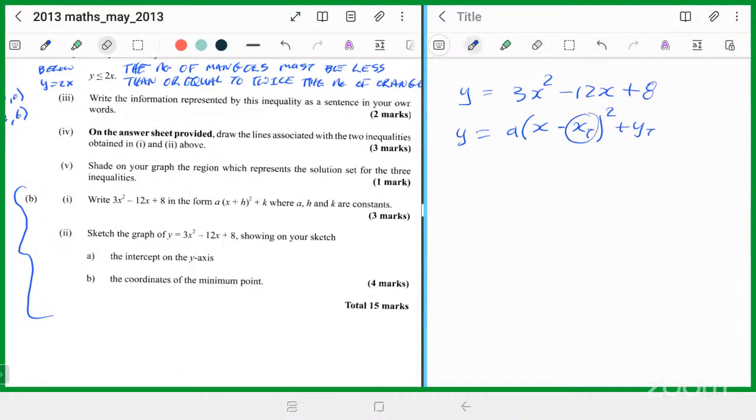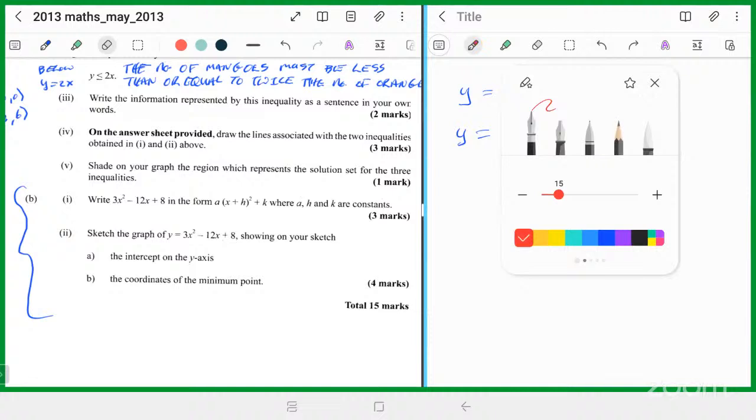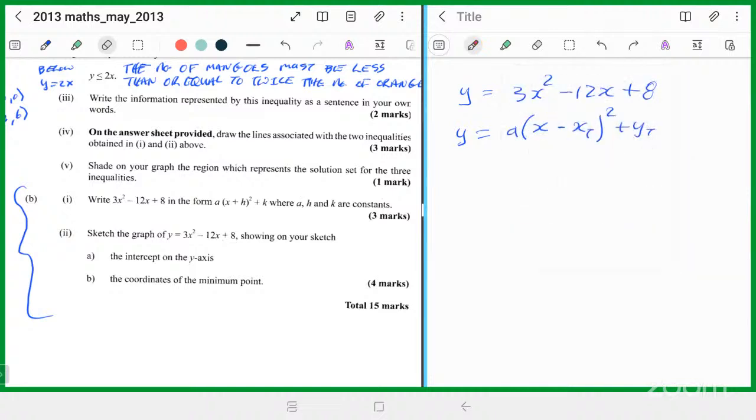How do we calculate this? Same as before, using a formula method. The a that we use in the formula, the coefficient of x squared, is 1.